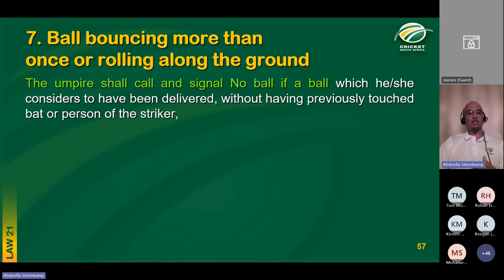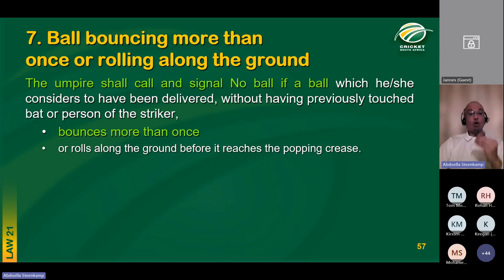So what happens if a ball bounces more than once or rolls along the ground? The Law tells us that the umpire is to call and signal no ball if a ball that was delivered, without having previously touched the bat or person of the striker, bounces more than once. Take note that the Law says if it bounces more than once, not more than twice, not more than three times. If it bounces more than once or rolls along the ground before reaching the popping crease, either umpire is to call and signal no ball.